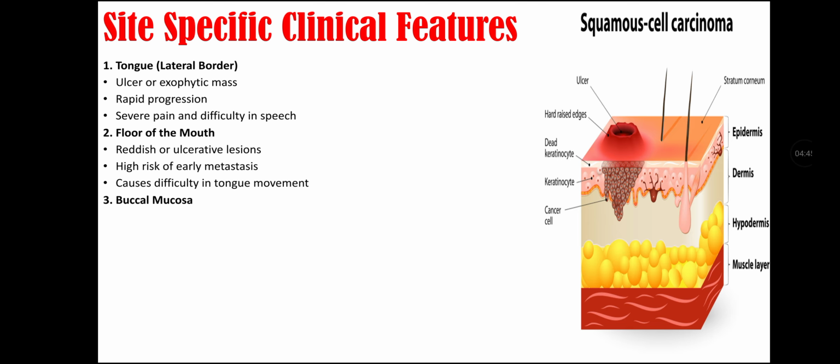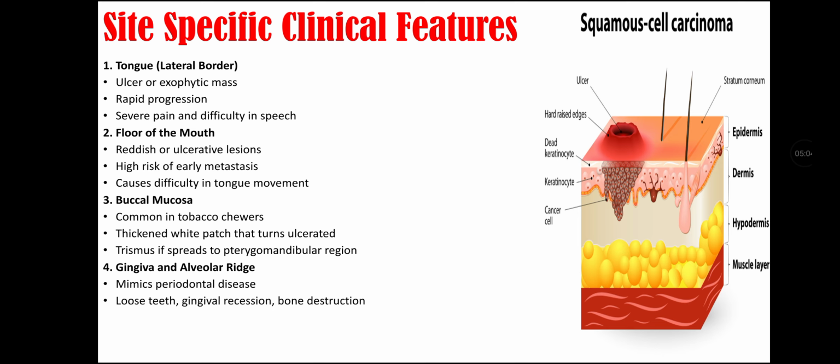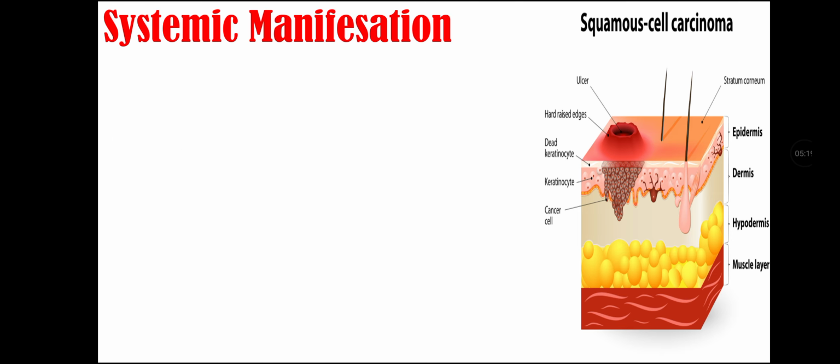If it is in the buccal mucosa, it is common in tobacco chewers and it has a thickened white patch that turns ulcerated. In this case, trismus is present if spread to pterygomandibular region. And if the oral squamous cell carcinoma is in gingiva and alveolar ridge, it can mimic periodontal disease, and there may be loose teeth, gingival recession, and bone destruction associated with it. If the oral squamous cell carcinoma is on the lip, it causes a crusted ulcer on vermilion border that is often associated with sun exposure.